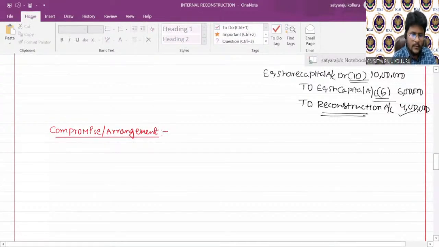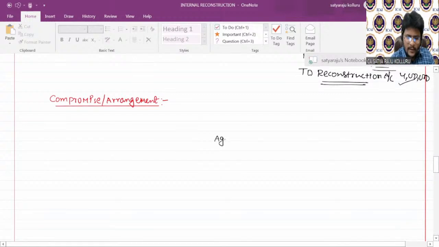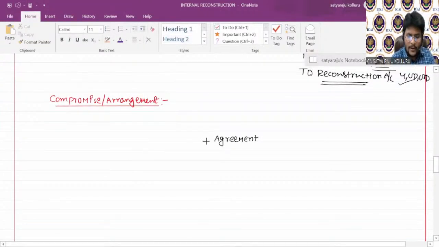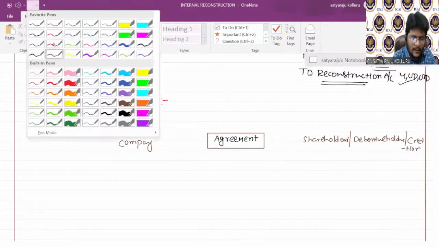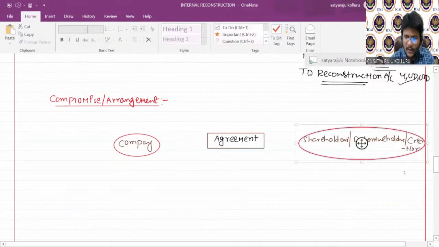Sir, what is the meaning of compromise or arrangement? Compromise or arrangement is an agreement entered between two parties, out of which one party is the company, and the other party may be a shareholder, or a debenture holder, or any of the creditors, whatever the case may be. So one party is the company and the other party is either a shareholder, debenture holder or creditor.